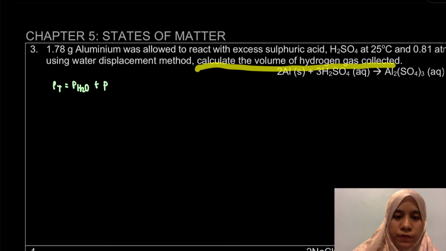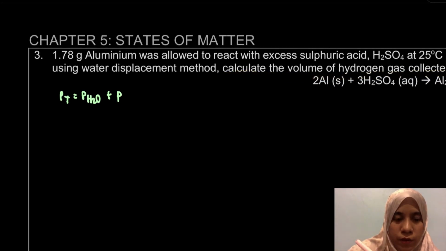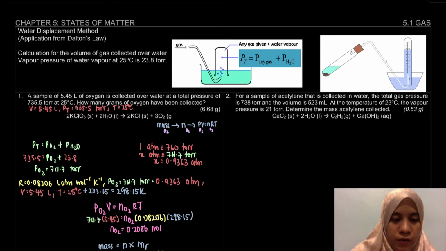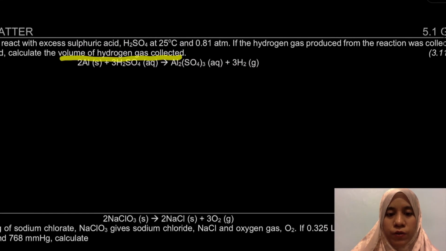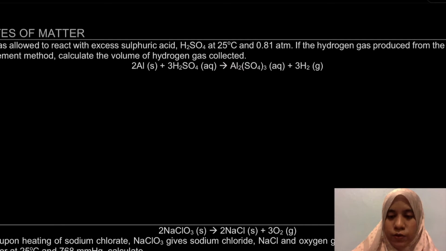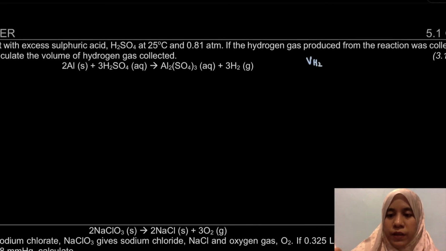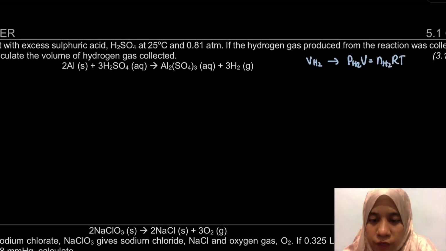So dekat sini, this is actually pressure of our H2. Pressure total kita, tadi kita tengok oksigen dengan water. This case adalah H2 ni dengan kita punya water. Okay, so calculate the volume of hydrogen gas collected. Okay, so kalau daripada volume of hydrogen gas collected ni, macam mana kita nak cari? So, volume H2 ni kita akan cari daripada yang P, V, ini pressure H2, V equal to n H2 RT. Okay, so before we gonna find our volume, kita kena cari first thing first, antara yang kita nak cari adalah pressure lah, sebab water displacement method kan.